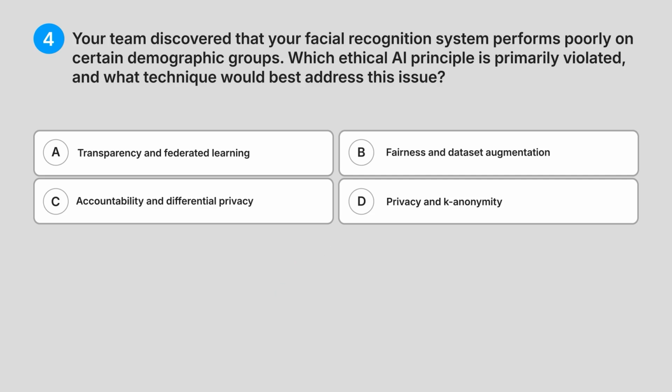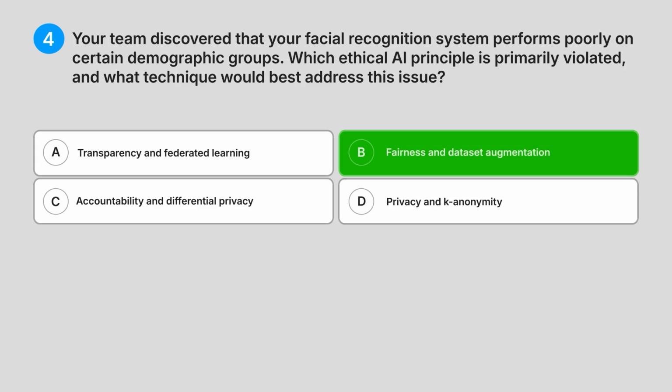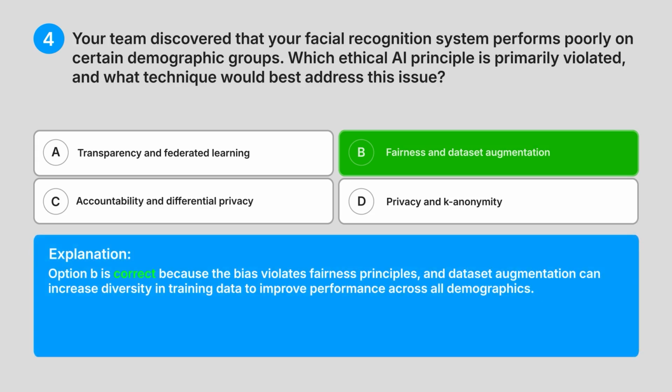Correct answer, B. Fairness and dataset augmentation. Explanation. Option B is correct because the bias violates fairness principles, and dataset augmentation can increase diversity in training data to improve performance across all demographics.